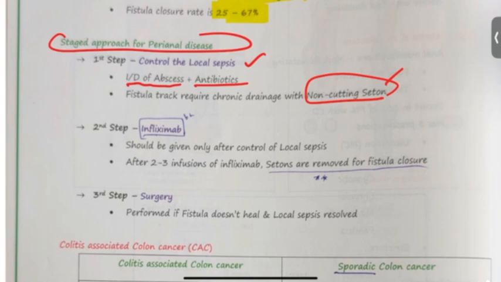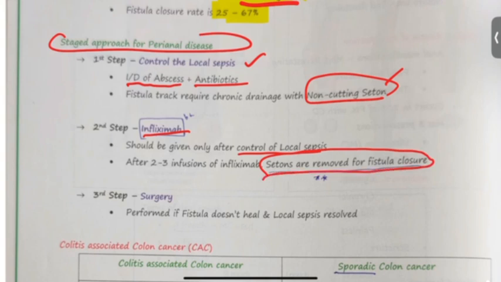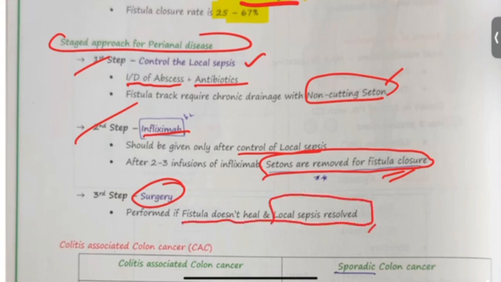After that, second step is using infliximab because it is used for treating fistulizing Crohn's disease. So this should be given only after control of local sepsis, and after 2 to 3 infusions of infliximab, setons are removed, or whatever the gel type of packing which we do, that are removed for fistula closure. Okay, and the third step, if even after incision and drainage, control of sepsis and anti-TNF, it is not curing, then we'll go for surgery. That is if fistula doesn't heal and local sepsis is resolved. In that case, we'll go for surgery.